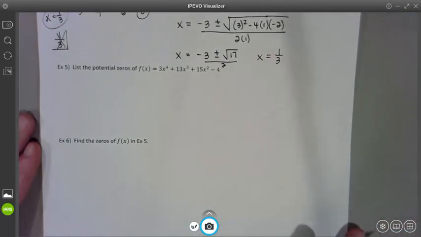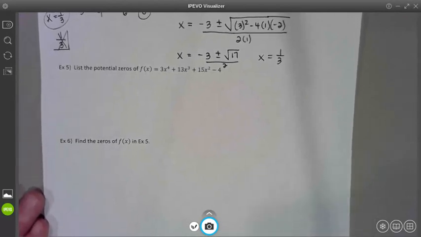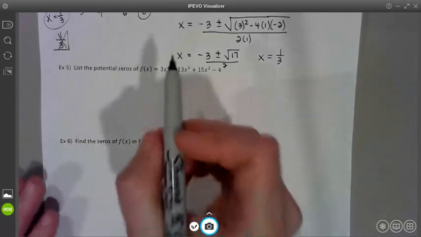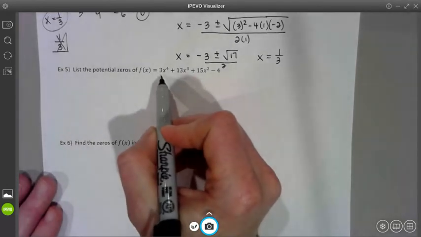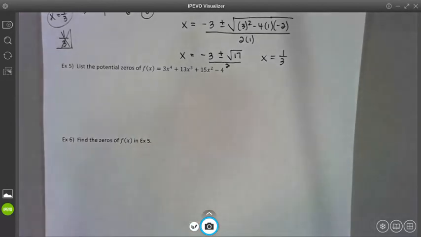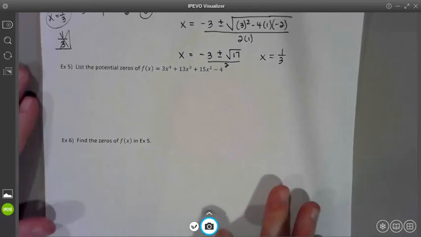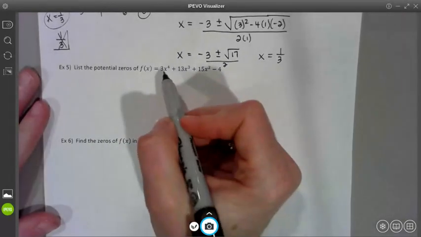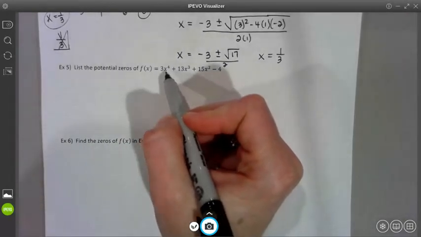Okay? All right, so this one says list the potential zeros of the polynomial function f of x equals this. So now we have a degree 4 polynomial. Again, you could try to do factor by grouping, but it doesn't look like you're going to get that matching term. So I'm not going to even try it. I'm going to go right to my P's and Q's and try and get some potential zeros to break this degree 4 polynomial down.